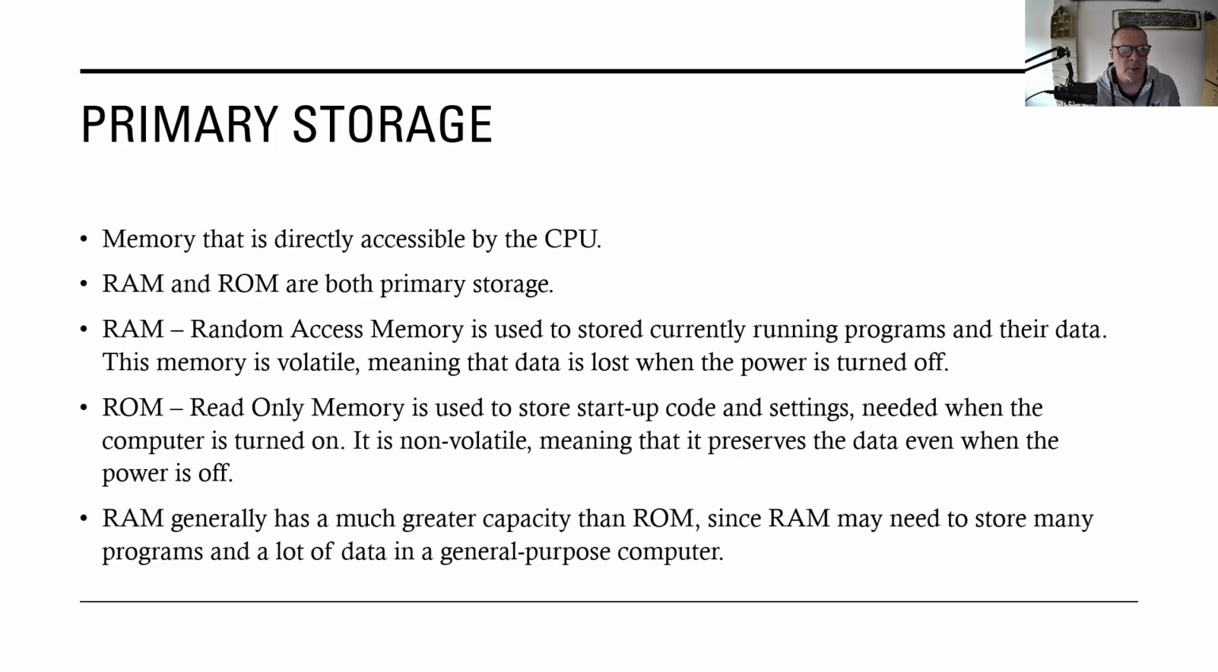So primary storage is directly accessible by the CPU. RAM and ROM are both primary storage. RAM is random access memory, called random because you can get to any part of it. You don't have to sequentially read through it. So it's a bit of a strange name for it. It's not random as such. It just means direct. You can get directly to the locations of memory you need. And that stores currently running programs and data that's in use.